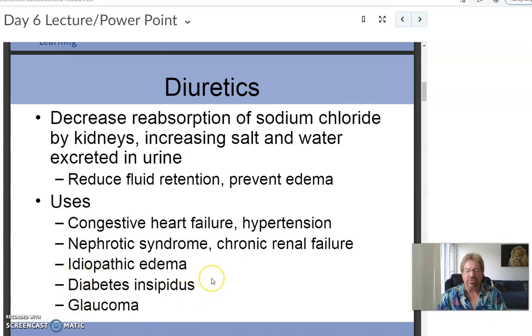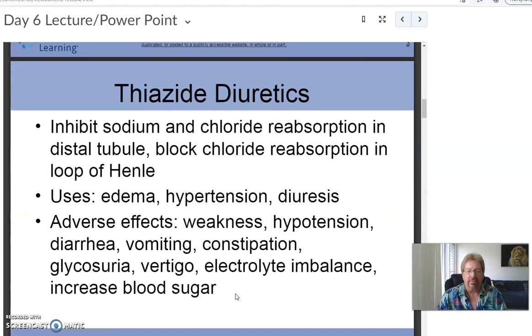Diabetes insipidus, remember? A lack of vasopressin in the posterior pituitary. Glaucoma, where the drainage of the anterior chamber of the eye is impaired in some way, and diuretics are used indirectly to help that. Thiazide diuretics inhibit sodium chloride reabsorption in the distal tubule and block chloride reabsorption in the loop of Henle, if you remember your kidney anatomy. Uses: edema, hypertension, diuresis.